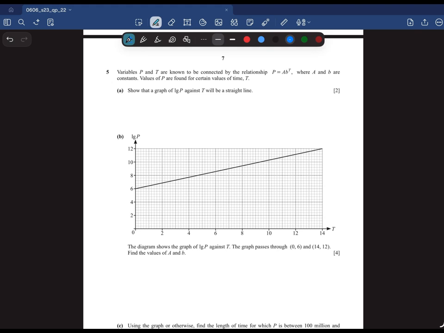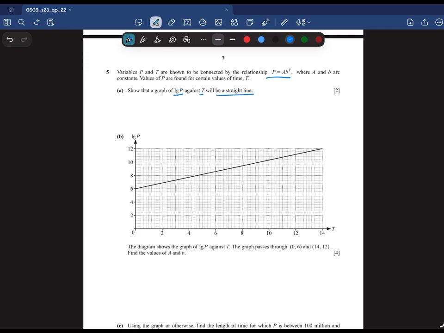All right, for question 5 we have a linear log question. Variables p and t are known to be connected by this relationship where a and b are constants. Values of p are found for certain values of time. All right, show that a graph of lg p against t will be a straight line.